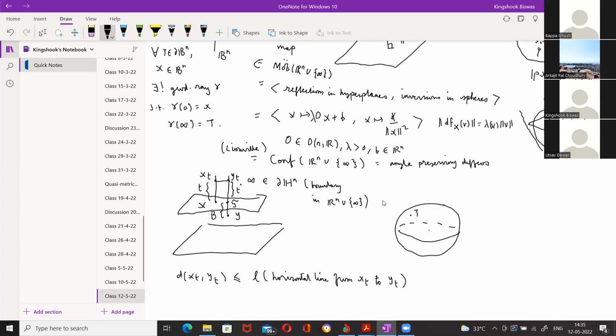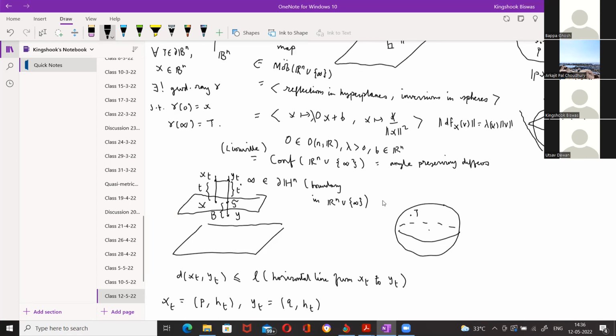Okay, so now what is this height? xt and yt have the same height, so they're of the form p comma ht, and yt is also q comma ht, right? And what is ht?